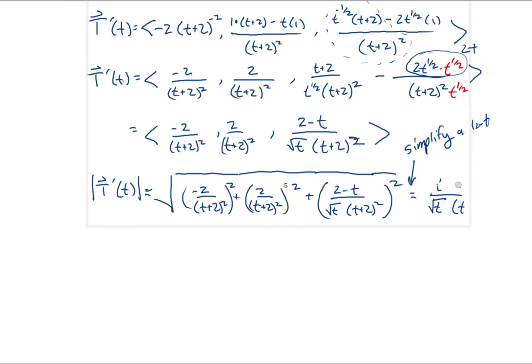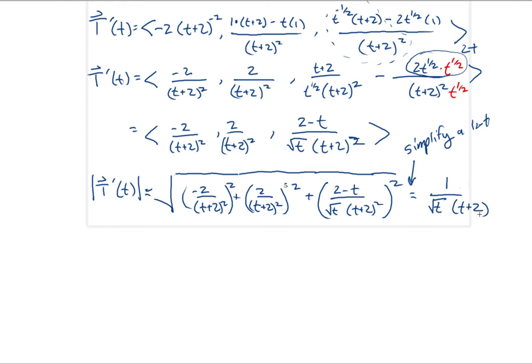Sorry, not t plus 2 on top. It's just going to be 1 over the square root of t plus 2. So all of that does, in fact, break down into that, I promise. Good little exercise for you to try it. It's not too many steps.